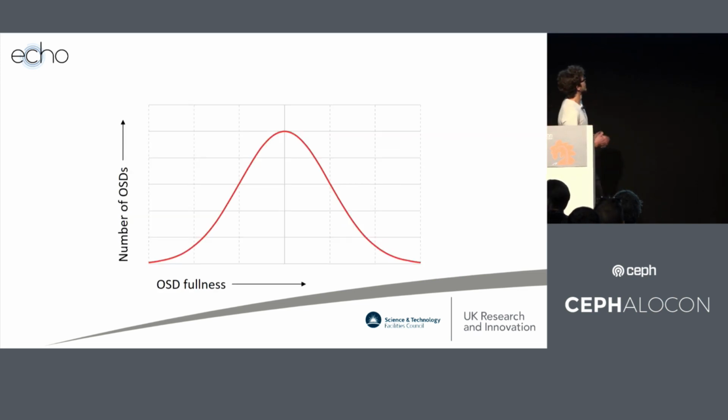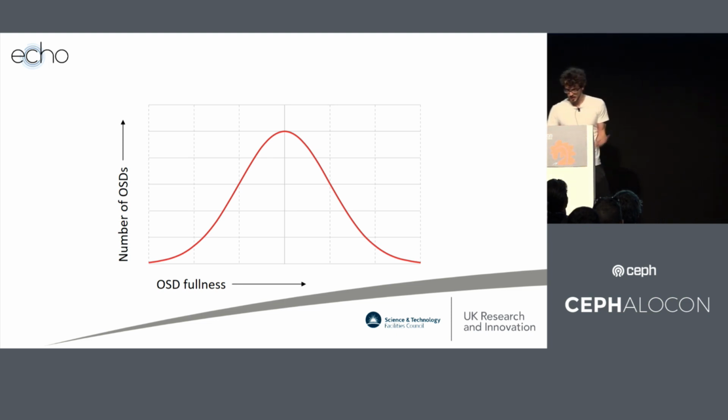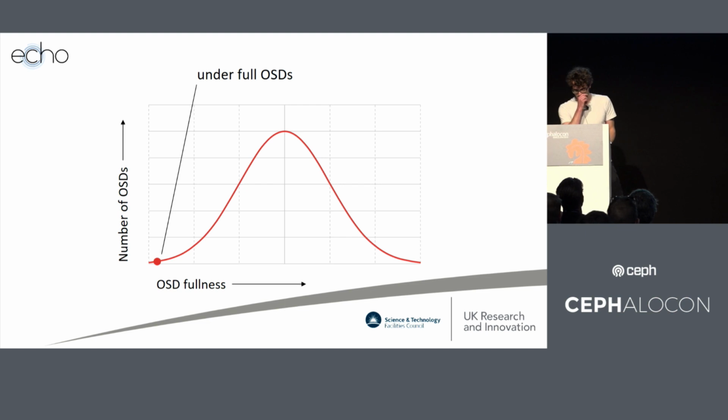So yeah, it's a histogram. You've got your frequency up the side, your number of OSDs, and you've got your utilization along the bottom. I'm going to talk through this because I spend a lot of time talking about this, and I want to make sure we're all roughly on the same page.